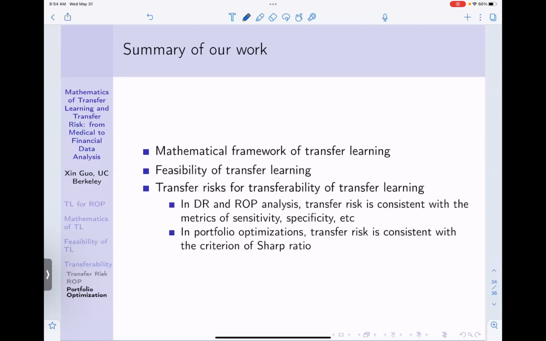And we show that in medical data analysis, the very simple framework of transfer risk is very consistent with the metrics in the data in medical image analysis. And in finance, the transfer risk we're still exploring, it's just the beginning. We are hoping there are certain ideas that one can pursue. But so far, what we found is that one can define the transfer risk quite arbitrarily, and that is very much aligned with what we call the Sharpe ratio in the transferability.